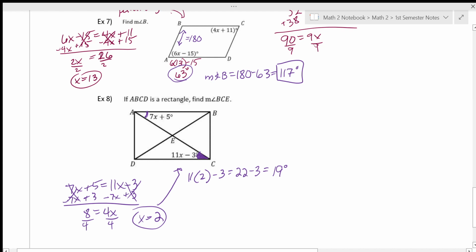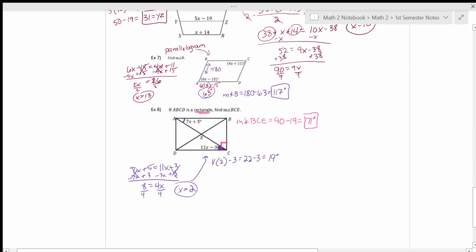But then it asked me to find BCE. BCE is the other side of that angle. And I know this is a rectangle. So that means that this whole corner is a 90-degree angle. So to find BCE, I'm going to do 90 minus 19. 90 minus 19 is 71 degrees.